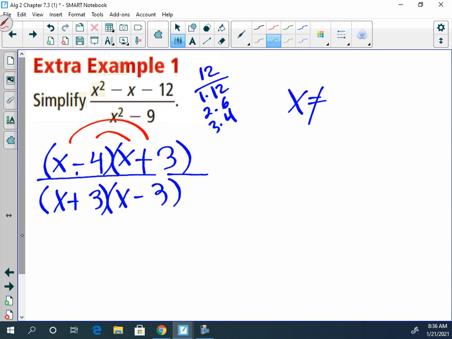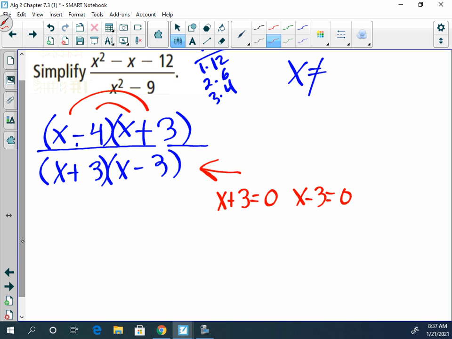Now, we could simplify at this point here, but let's go on and see what x cannot be. Well, the denominator cannot be 0. So to find this, we can set x plus 3 equal to 0 and x minus 3 equal to 0. So we can set everything on the bottom of the fraction, the denominator, equal to 0 and solve.